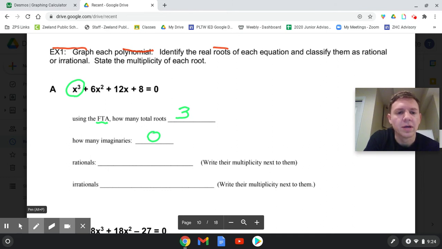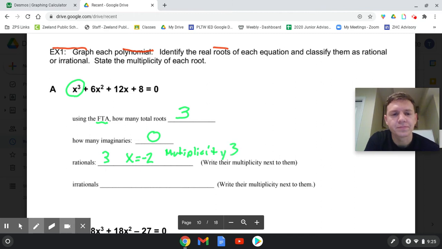So there is 3, okay, that are rational. I think it wants us to probably list the actual roots here. In this case, it looks like it's negative 2. So there's 3 roots, all at negative 2. So x equals negative 2. I'm just going to write that with a multiplicity of 3. Multiplicity 3. All right, cool. And then, of course, none of them are irrationals. So NA. All right, awesome.